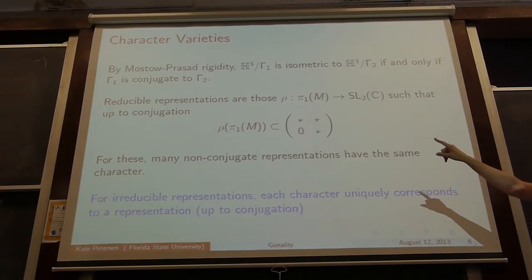And this is the set of things that make it not correct to say that we're just modding out by conjugation. Because you can have two very different reducible representations that have the same character all the time. But since I'm going to ignore those, then just think about it as each point in the character variety is telling you a conjugacy class of representations, and that's telling you a hyperbolic structure on your manifold. And for irreducible representations, that's pretty much exactly what's going on.